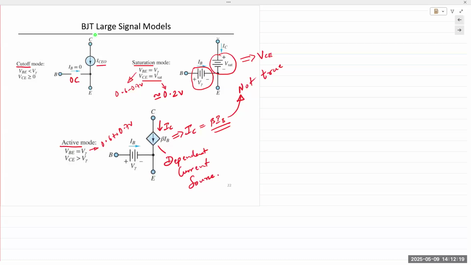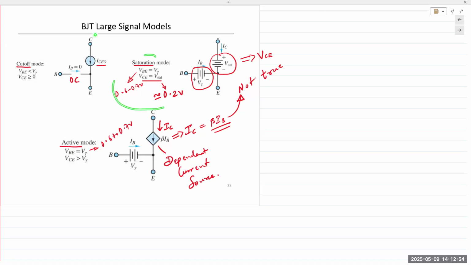But there is a very small, tiny amount of current that flows from the collector to the emitter, and that is on the order of, or very similar to, the saturation current or the leakage current. It's very, very small, and it's referred to as ICEO, collector emitter current when the base is open. The O stands for open. So in cutoff mode, we can use a model where we have a current source with a value of ICEO between collector and emitter.